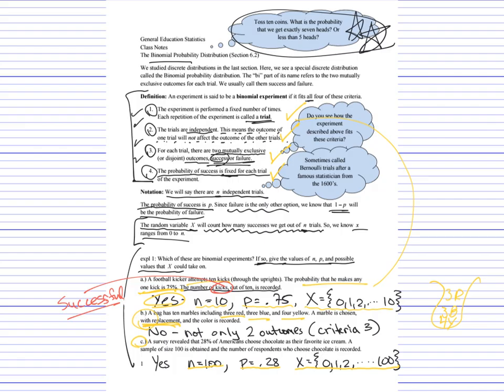And so, in fact, let's say that they're independent as well. That's criteria number 2, because it's a survey, right? We're randomly picking people. So we're going to say that's a binomial experiment.